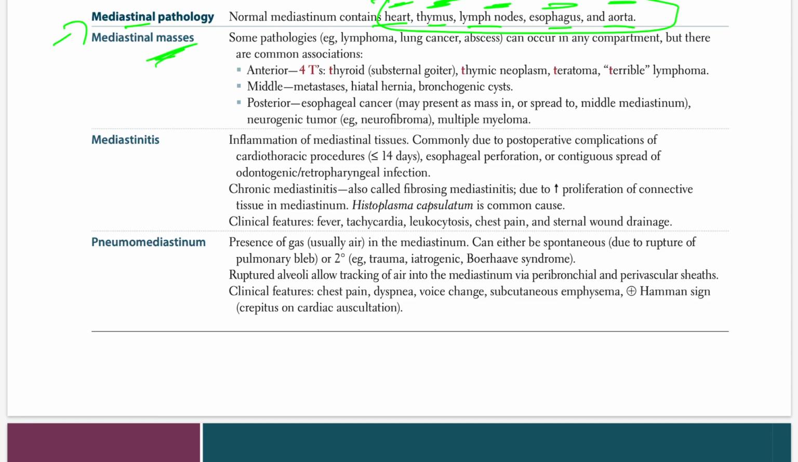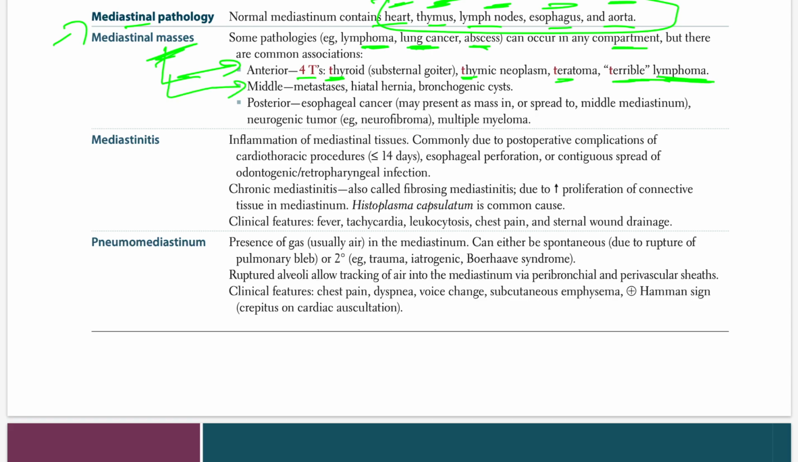The mediastinal masses have some pathologies like lymphoma, lung cancer, abscess. They can occur in any compartment, but there are common associations. Anteriorly, the masses are the 4 T's, which are thyroid, thymus, teratoma, and terrible lymphoma. I mean, it's just a lymphoma, but to make it start with T, it's called a terrible lymphoma.